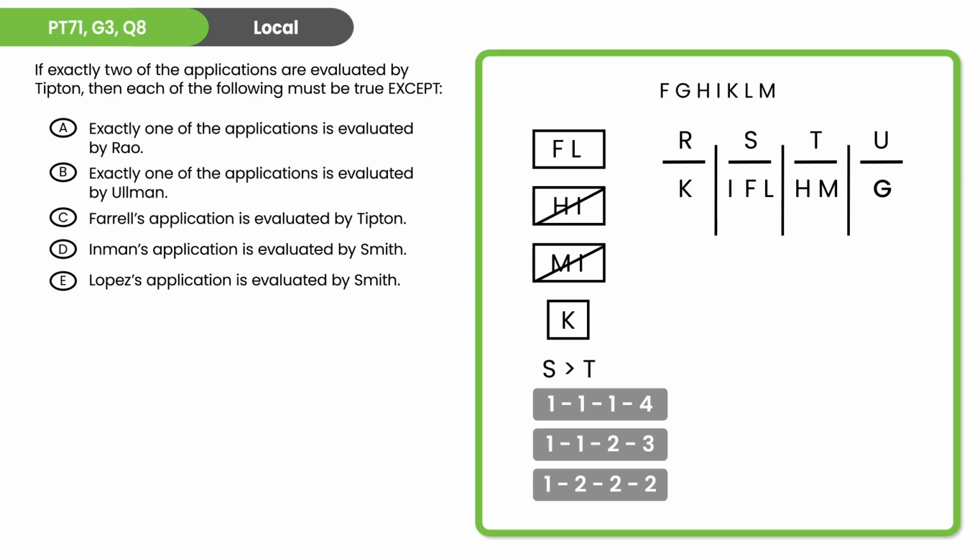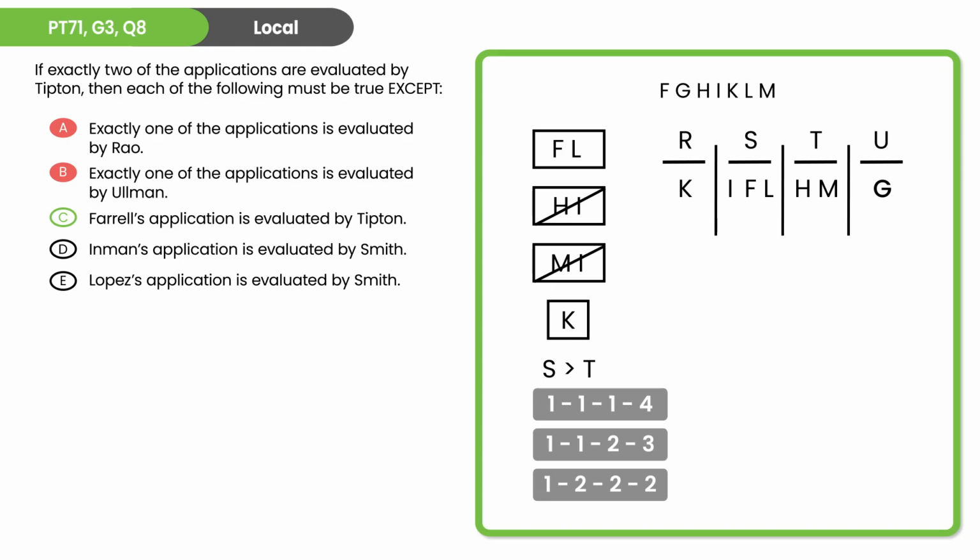Answer choice A says exactly 1 of the applications is evaluated by R. That's true. Get rid of A. Answer choice B says exactly 1 of the applications is evaluated by U. That's true. Get rid of it. C says that F's application is evaluated by T. No. That's our answer. F is going to be evaluated by S. So hold on to C.